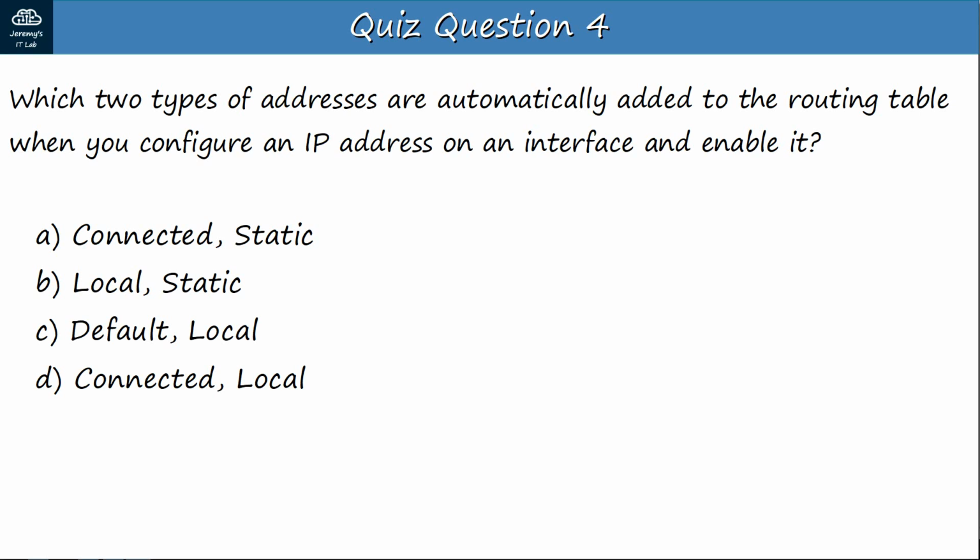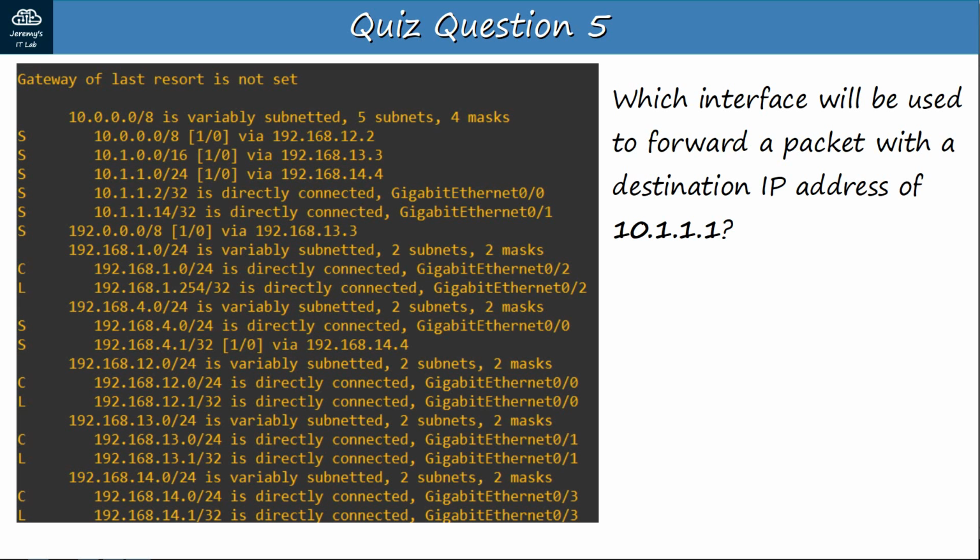The answer is D. Connected and local. As I mentioned in the explanation for question 1, a local route is the actual IP address configured on the interface, and a connected route is the network the interface is a member of. Let's go to question 5. Which interface will be used to forward a packet with a destination IP address of 10.1.1.1? Pause the video to take a look at R1's routing table and find the correct answer.